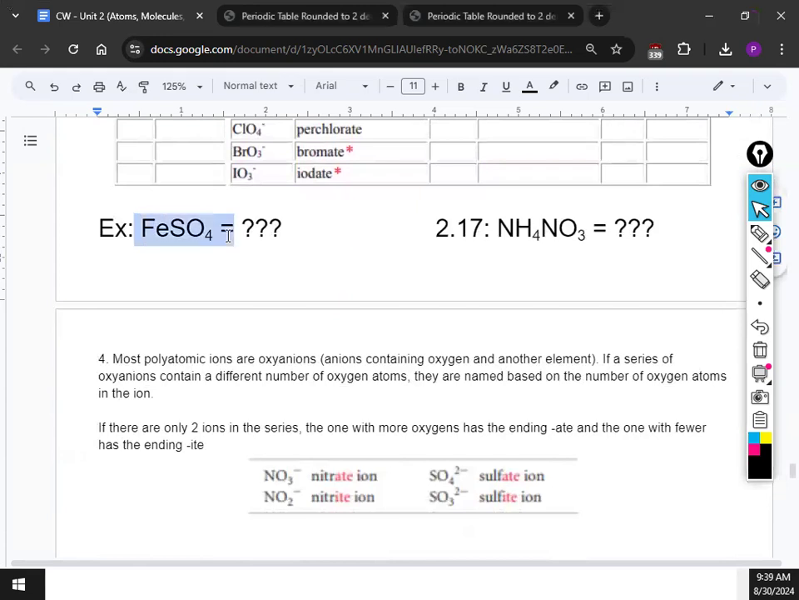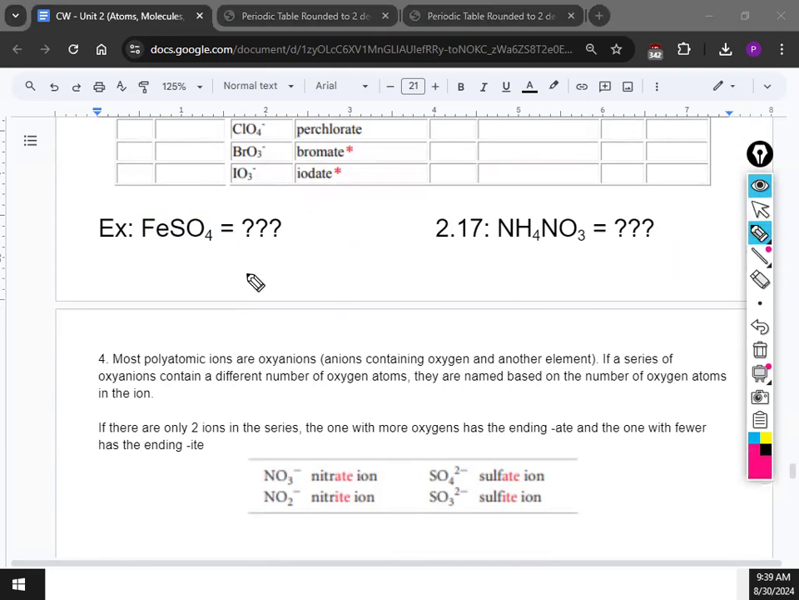So we got FeSO4. Okay, so if you look at iron, or Fe, we already talked about in the previous examples, this is iron, right?